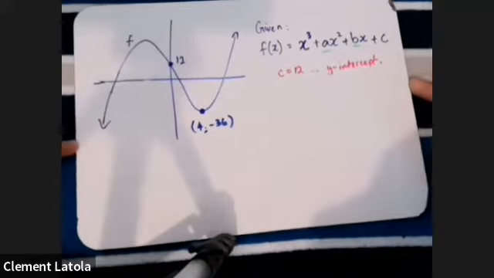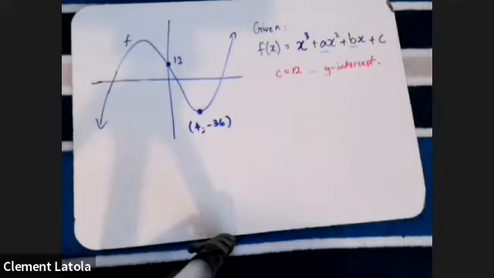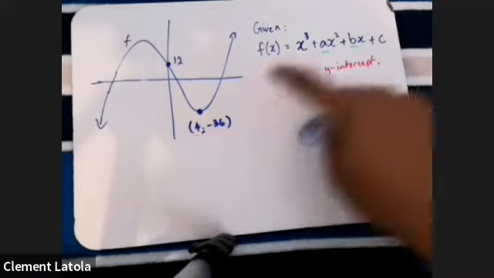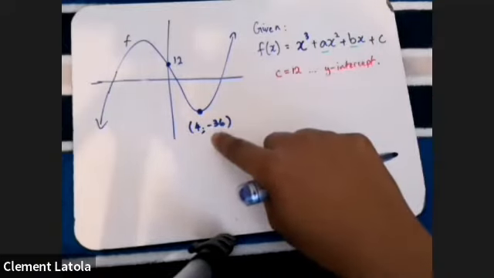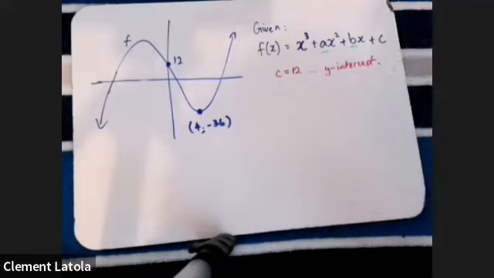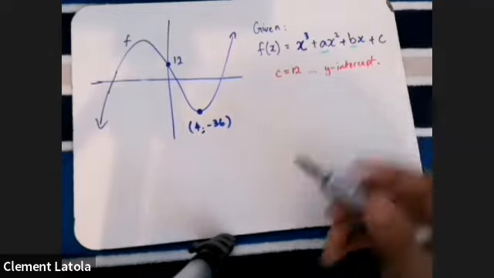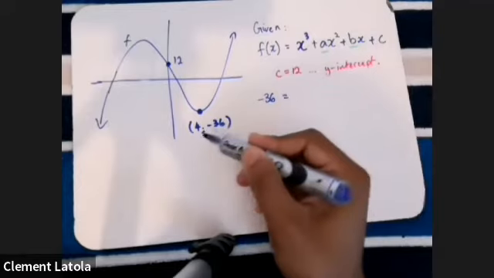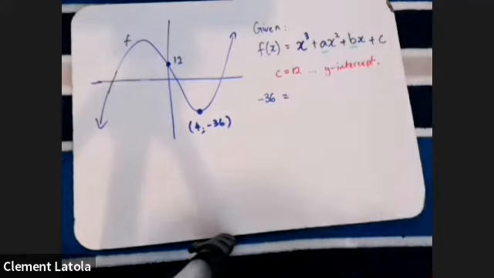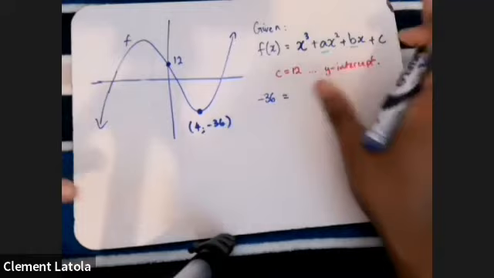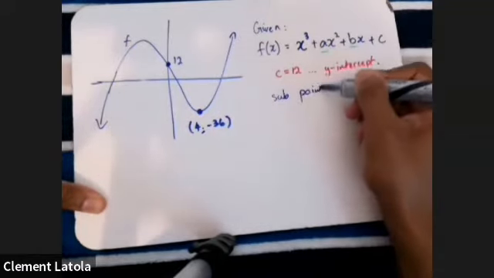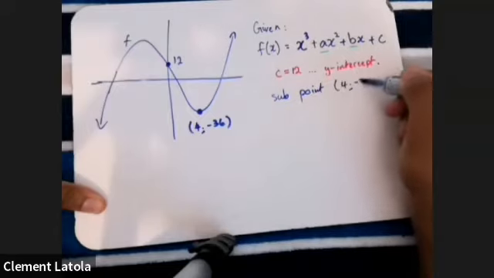All right, so let's substitute this point. I'm going to substitute x with 4, and I'll substitute y with -36, and then we'll find a first equation. Let me do that in blue. So y is going to be -36, and x is going to be 4. Can I just write out what I'm doing as well? So I'm going to say sub point 4 and -36.